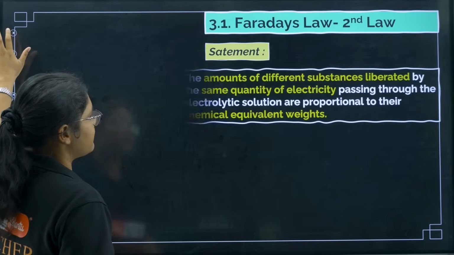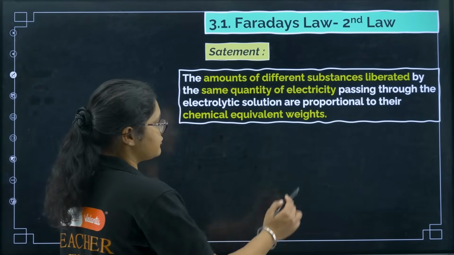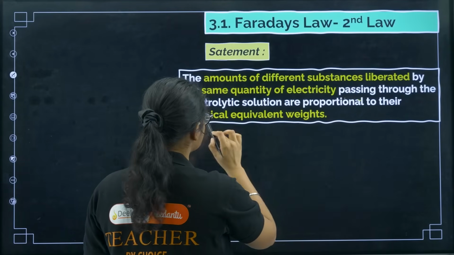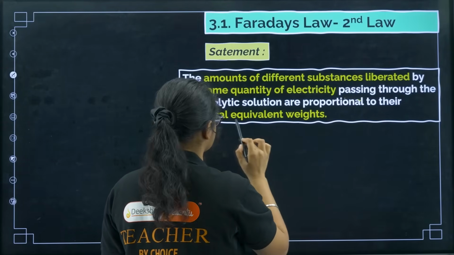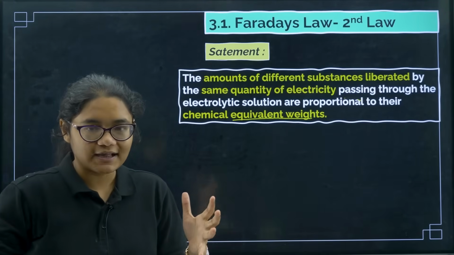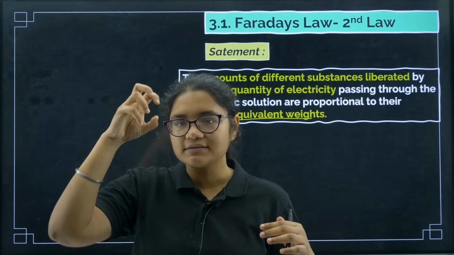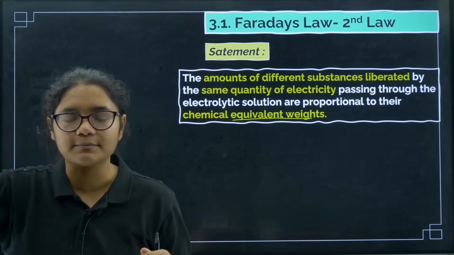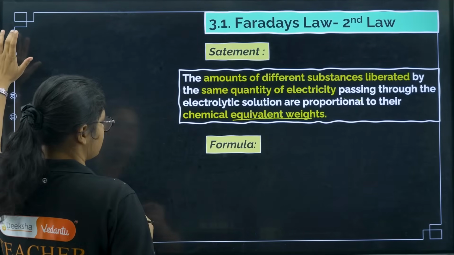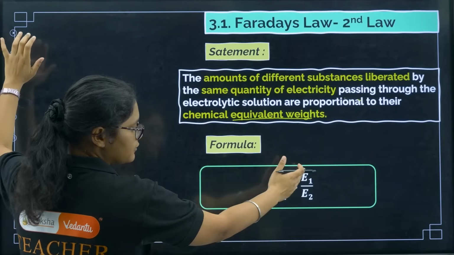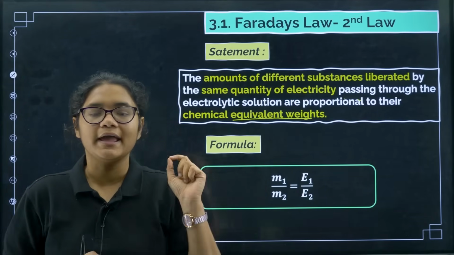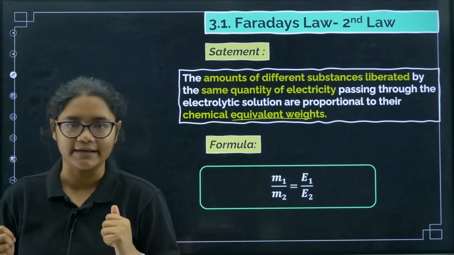Next, coming to Faraday's second law. The amounts of different substances liberated by the same quantity of electricity passing through an electrolytic solution are proportional to their chemical equivalent weights. So when two cells are in series, how can we find the mass deposited on one cathode and the mass deposited on the other cathode? We have a formula for that. M1 by M2 is equal to E1 by E2, where M1 is the mass deposited on the first cathode and M2 is the mass deposited on the second cathode.